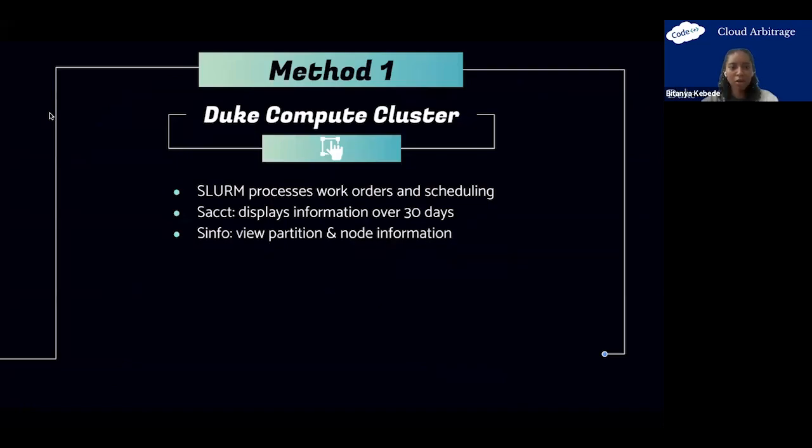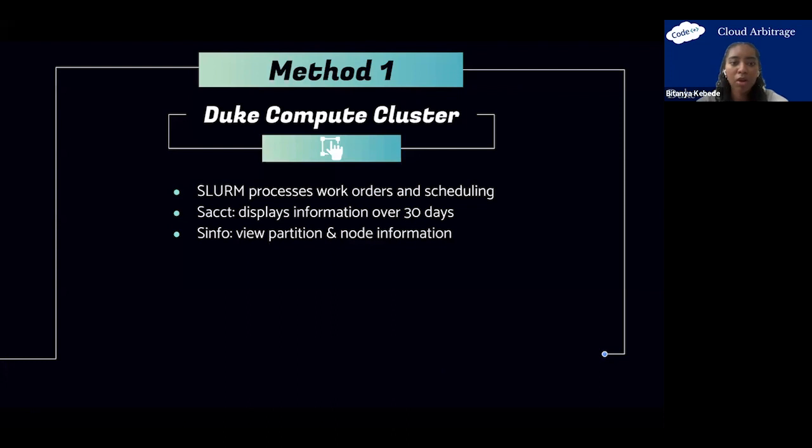So I'm going to start off by talking about the Duke Compute Cluster. The DCC runs on Slurm, which is how work orders are processed and scheduling occurs. We use the command sacct in the terminal to display information over the past 30 days. And on the 30th day, sreport kicks in. This means the DCC is working with a 30-day time frame to get all job information. We also use the command sinfo to view partition and node information on the terminal as well.